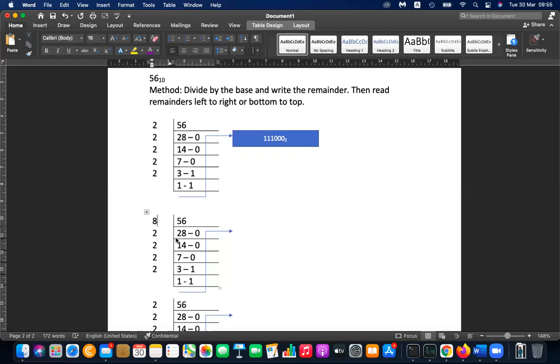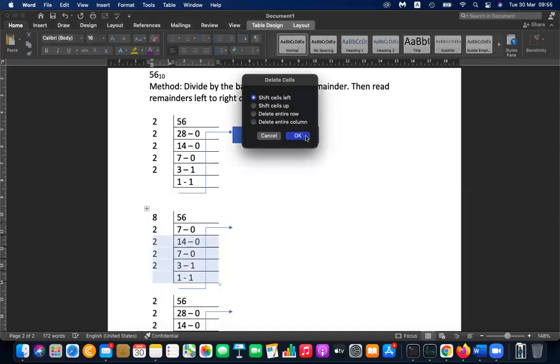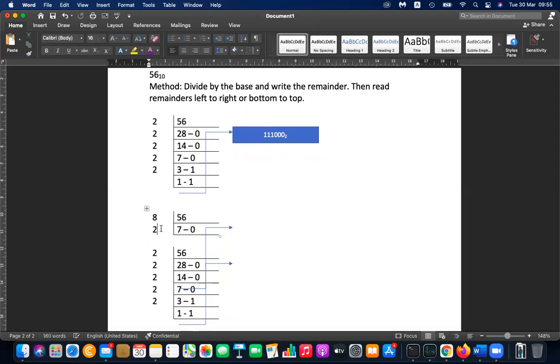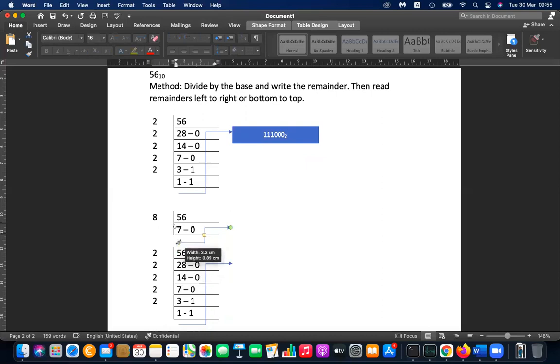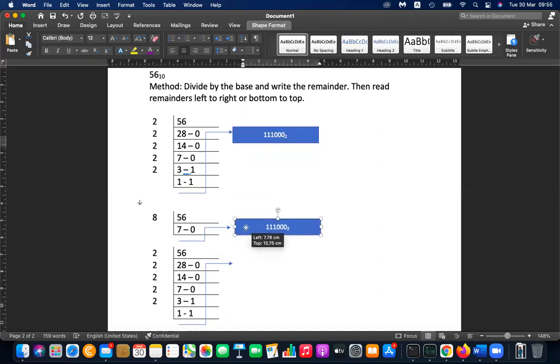So 8. 56 divided by 8 is 7, remainder 0. No need to divide further, because already all the digits are now in octal. Then you take from here to here. The value is 70. So even by dividing, you'll get 70 in octal.